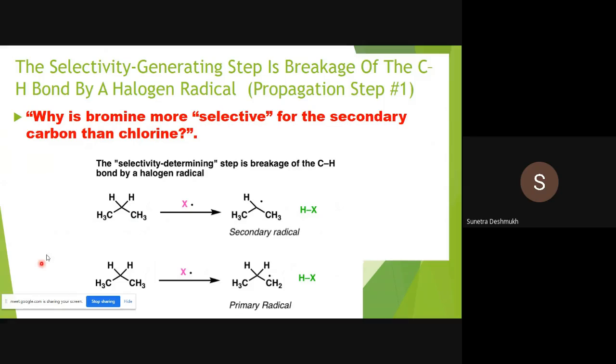Here the selectivity-determining step is the breakage of the CH bond homolytically by a halogen radical. So the rate-determining step is nothing but generating the secondary radical, that is the homolytic cleavage of the CH bond, and everything depends on that step. Here we have generated a secondary radical, and here we have generated a primary radical.